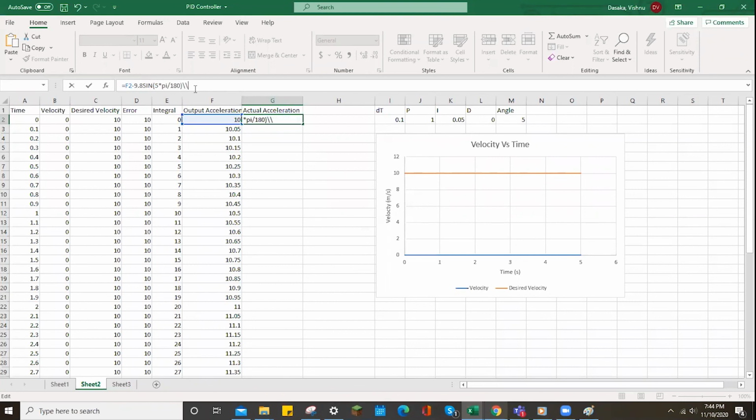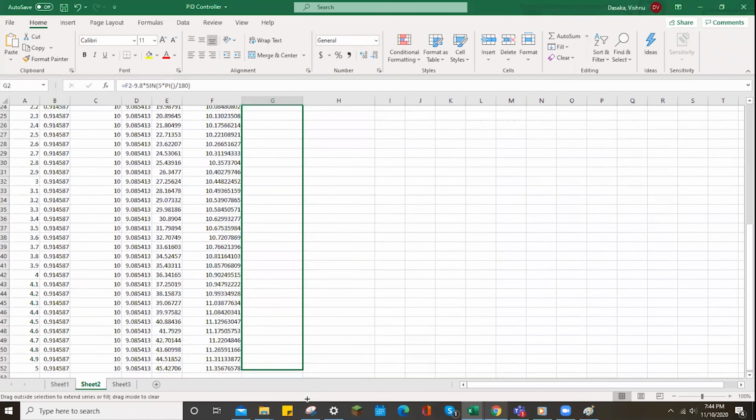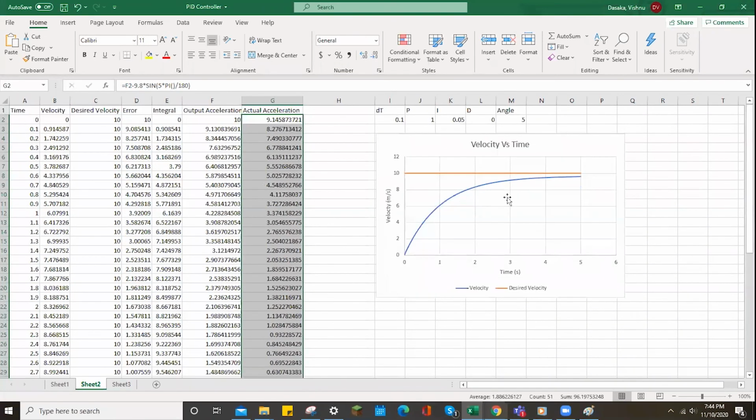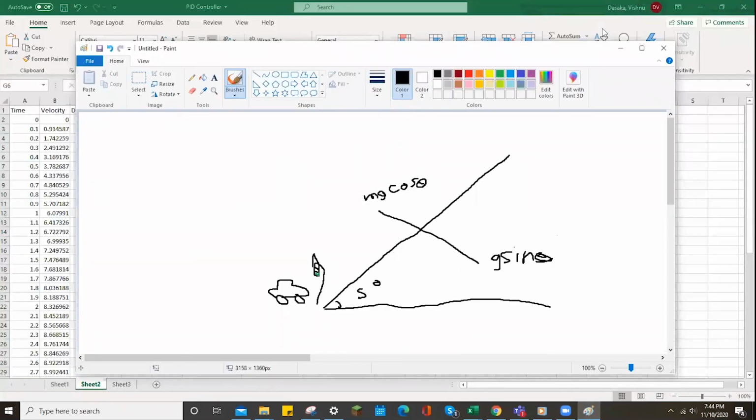Pi divided by 180 gives you the radians. That's it. Yeah, 9.8 times sine of 5 degrees. Enter. Hold on. What is the issue? Right, and that's going to be the actual acceleration of the car in this scenario when it's going up a hill.